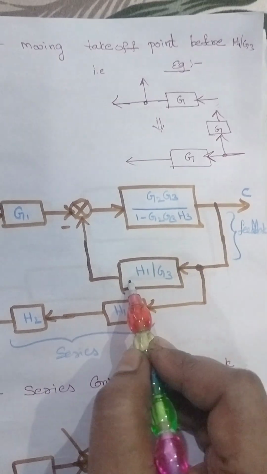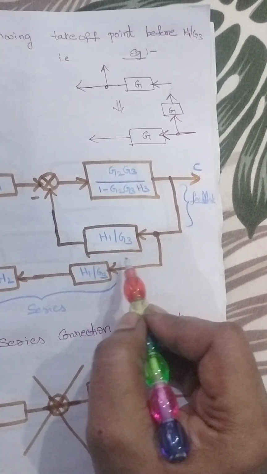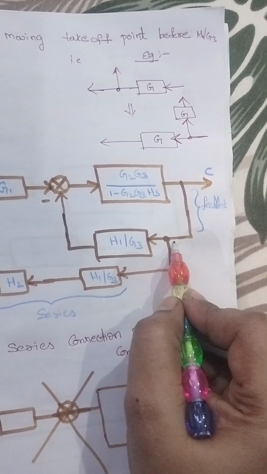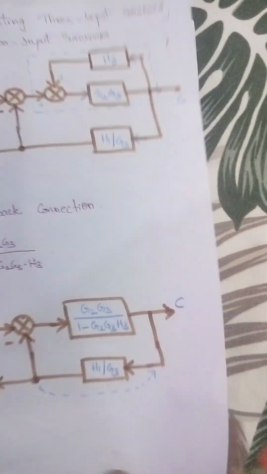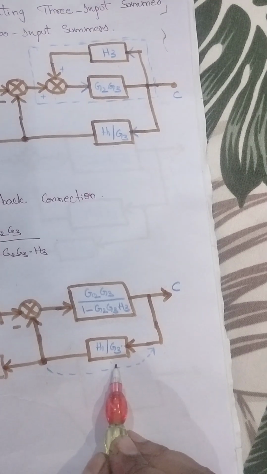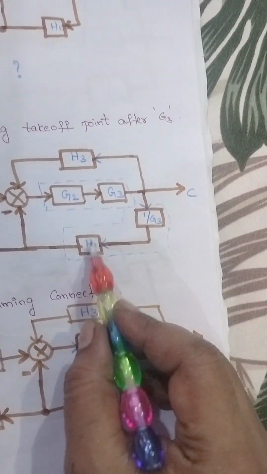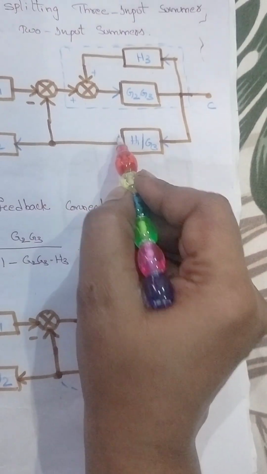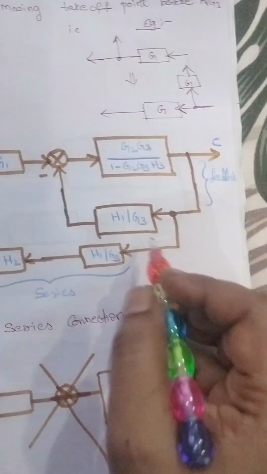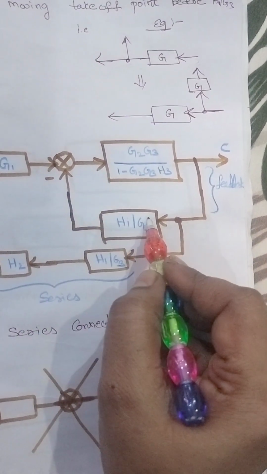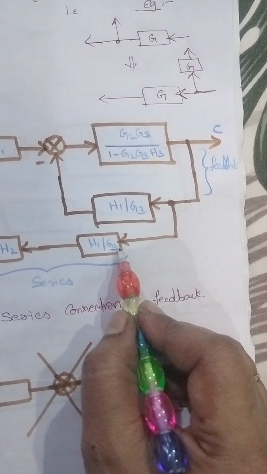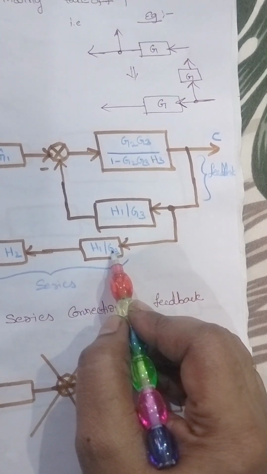Right. So now here same technique. I am moving the takeoff point from this position to this position. So already we have here H1 by G3, since we are applying series connections. So now H1 by G3, same gain value, and here I am moving the takeoff point from this position to this position. So now I am using one more block with the same gain H1 by G3.